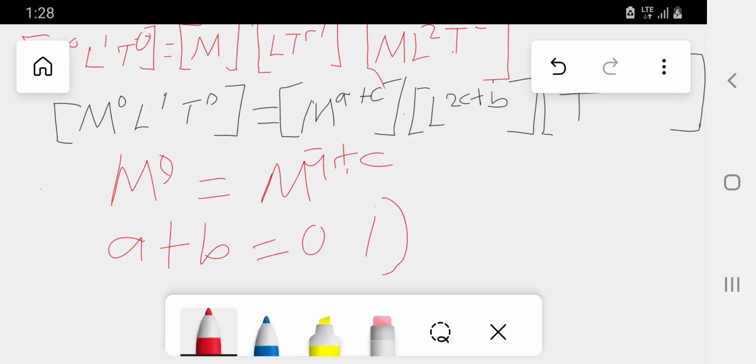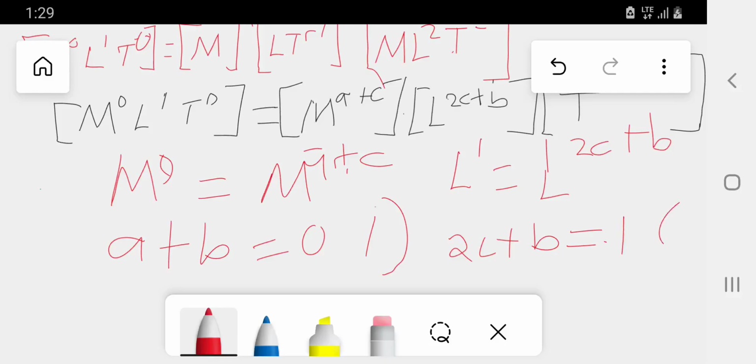The second equation becomes L to the power 1 being equal to L to the power 2c plus b. According to their relationship, we have 2c plus b being equal to 1. This one becomes our second equation.